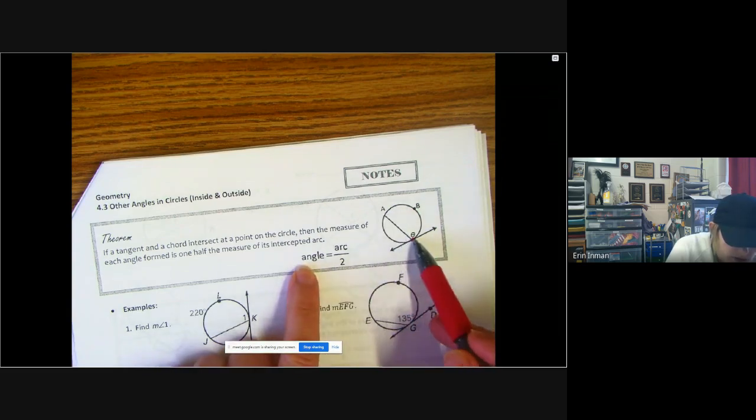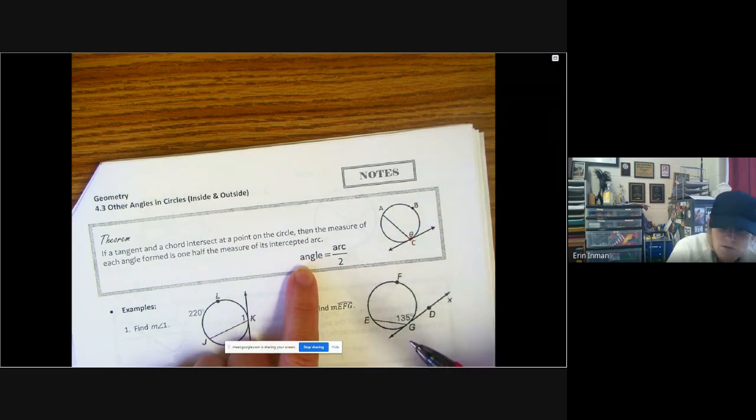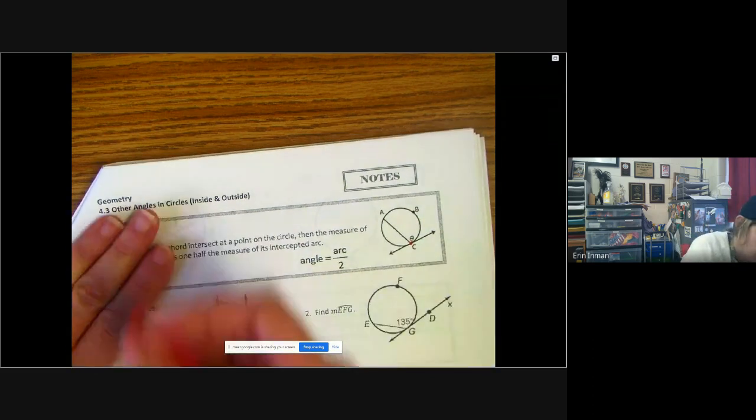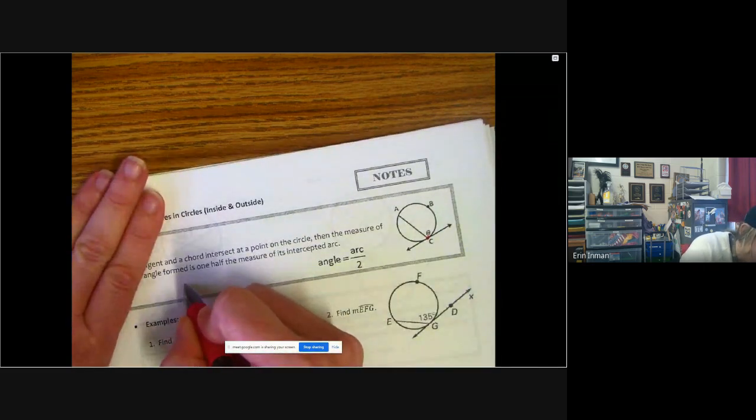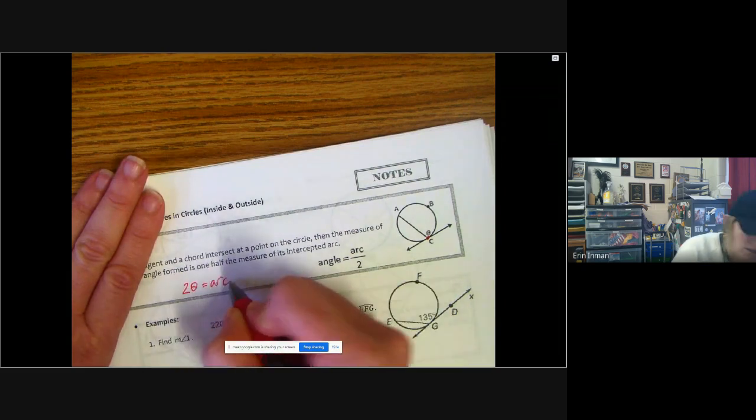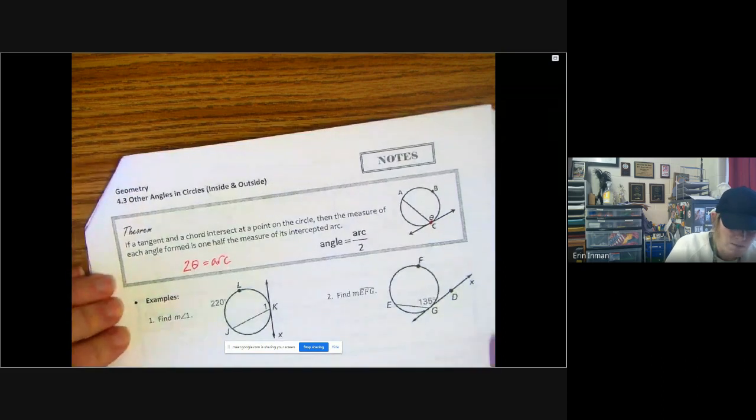So look where this angle is. And since this is tangent at this point, that angle is going to be half of this arc right here, ABC. And also, for when the vertex is on the circle, 2 times the angle is going to be equal to the arc itself. All right, so let's go ahead and look at some of these examples.